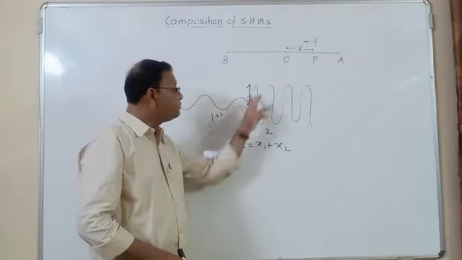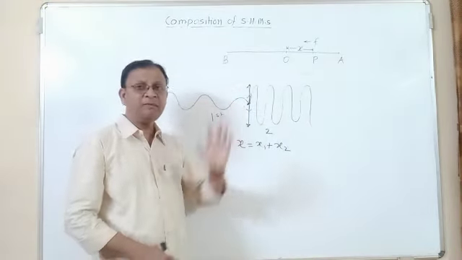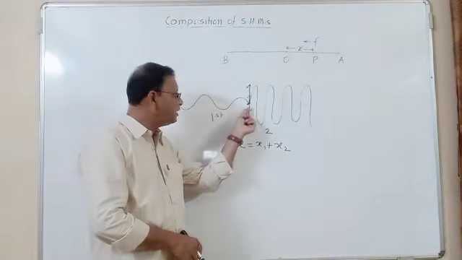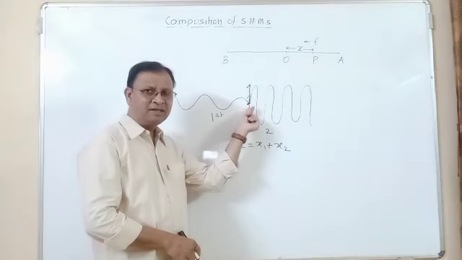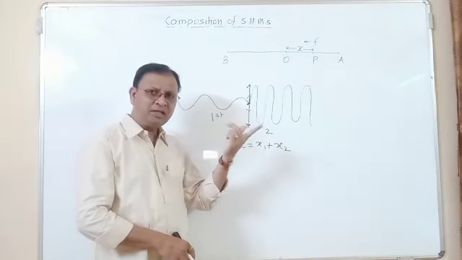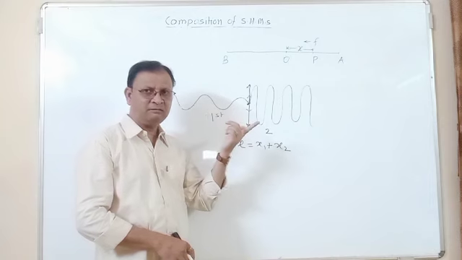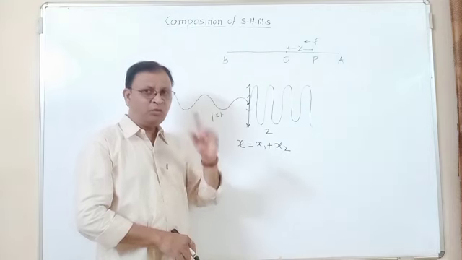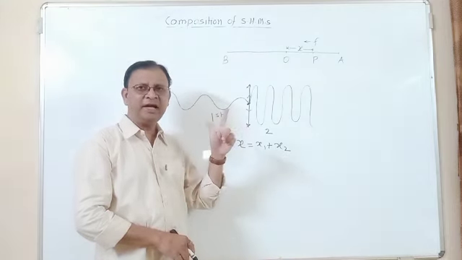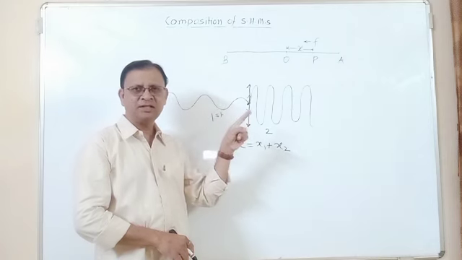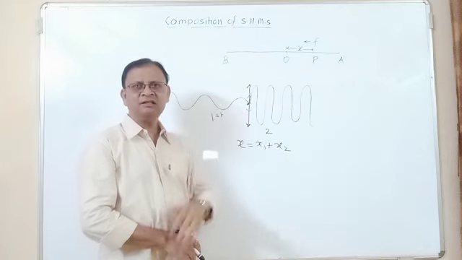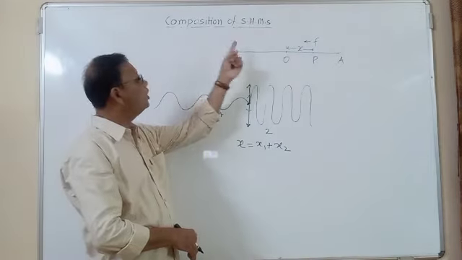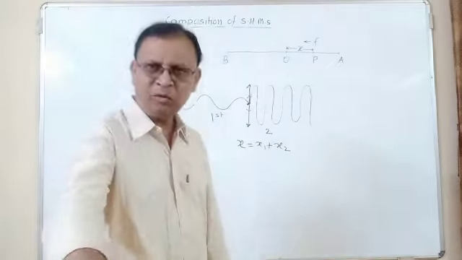Now what is the resultant displacement or resultant motion of that particle? So whenever a particle is subjected to two S.H.M.s, then what will be the resultant displacement or resultant motion of that particle? If that motion is a simple harmonic motion, then what will be the resultant amplitude and resultant initial phase of the resultant simple harmonic motion? We have to study here. That means the composition of two simple harmonic motion.